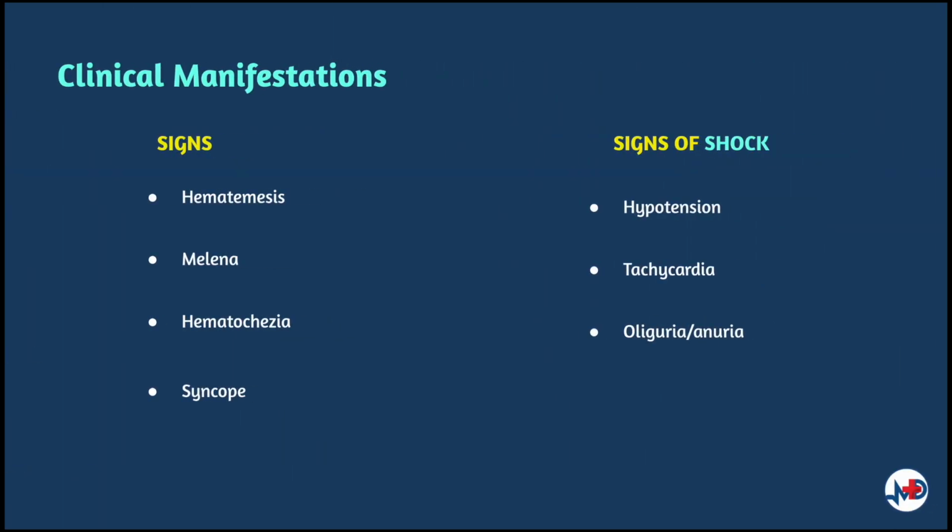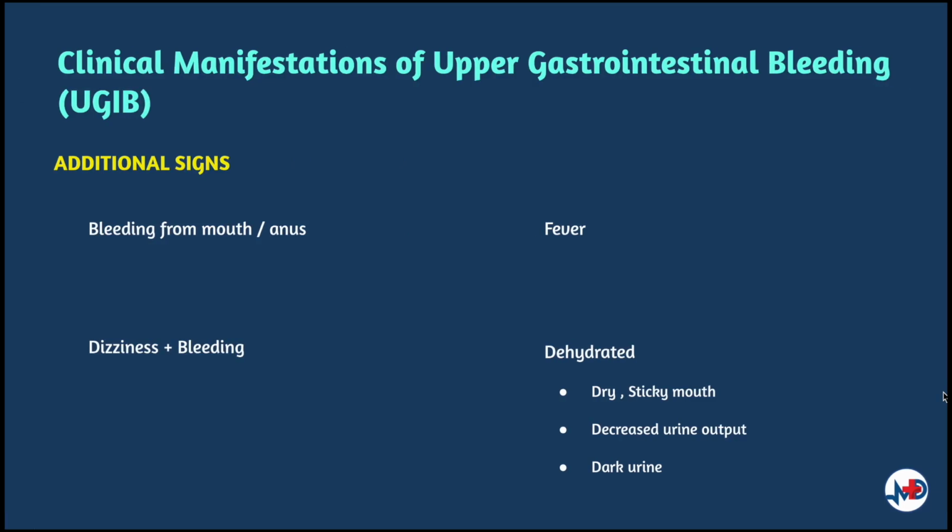In terms of signs, don't miss out signs of shock, such as hypotension, tachycardia, oliguria, or anuria. Additional signs you may want to look out for are bleeding from the mouth or anus that can't be stopped, fever or anything higher than 37.8 degrees, bleeding accompanied by lightheadedness or dizziness, as well as signs of dehydration, someone having a dry, sticky mouth, decreased urine output, and very dark urine.